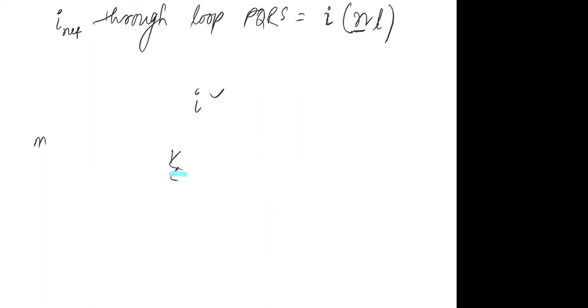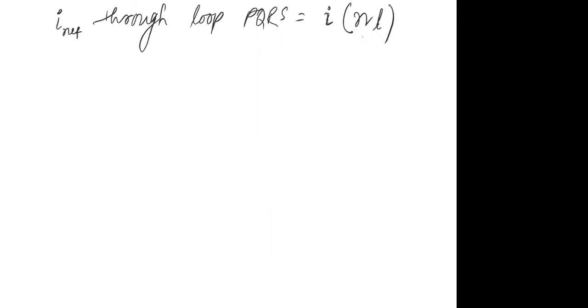And one turn contains a current of I. So how much will be the current through the whole set of turns inside the loop? That will be equal to the current in one turn multiplied by the total number of turns. Please tell me, did you understand this or not? This is the important part of this derivation. You have to understand this, please.